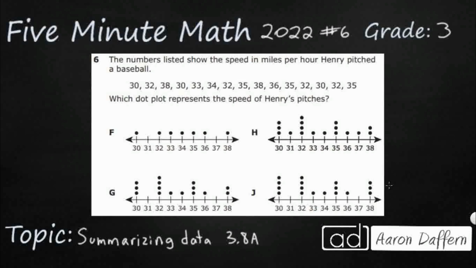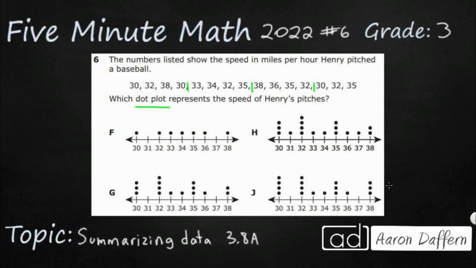So we have the numbers listed to show the speed in miles per hour that Henry pitched baseball. And we got a whole bunch of numbers. Let's see, that's 4, 8, 12, 15. Looks like 15 numbers, but they're not in any order. So we need to take this random list here, though I do see several numbers listed multiple times. We need to put them on a dot plot.